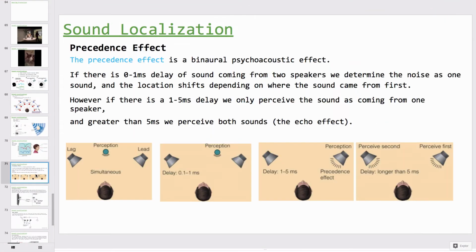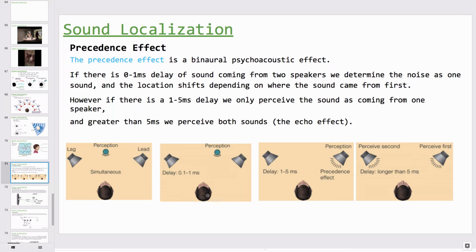Okay. Now, let's talk about a couple different phenomena. Again, these are psychoacoustic things that apply to us just because it's part of how our brain works. There's a phenomenon known as the precedence effect. All right, and when it says it's a binaural psychoacoustic effect, meaning it has to do with both ears, right? It's binaural. So if there's a 0 to 1 millisecond delay of a sound coming from 2 speakers, we determine the noise as one sound, and the location shifts depending on where the sound came from first.